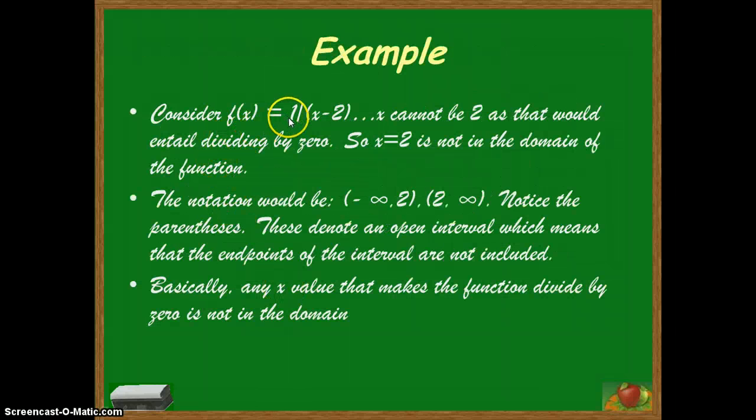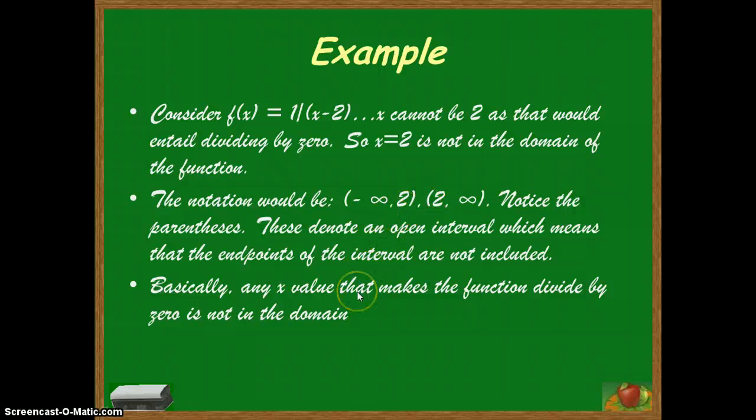Example, consider the function 1 over x minus 2. So ask yourself, is there any value that x can't be? Well, if x is 2, what happens? You're dividing by 0, and that's a no-no. So x cannot be 2 and is not in the domain of the function. The notation, using interval notation, would be negative infinity comma 2, union 2 comma infinity. All endpoints are not included, and this would be everything but 2.